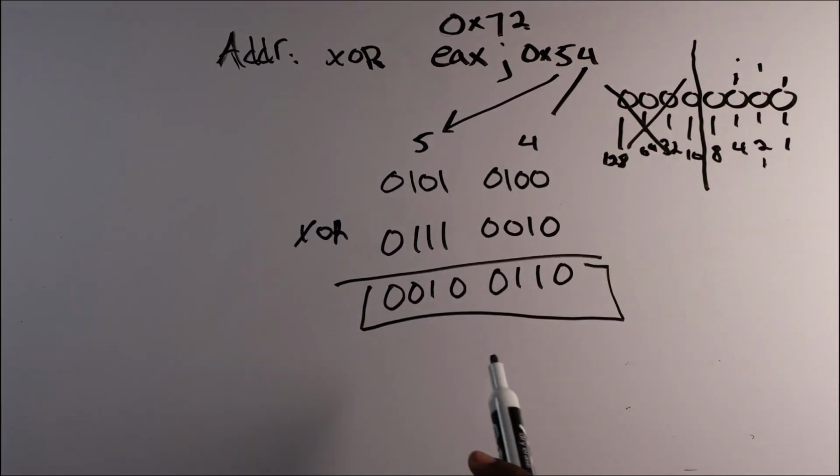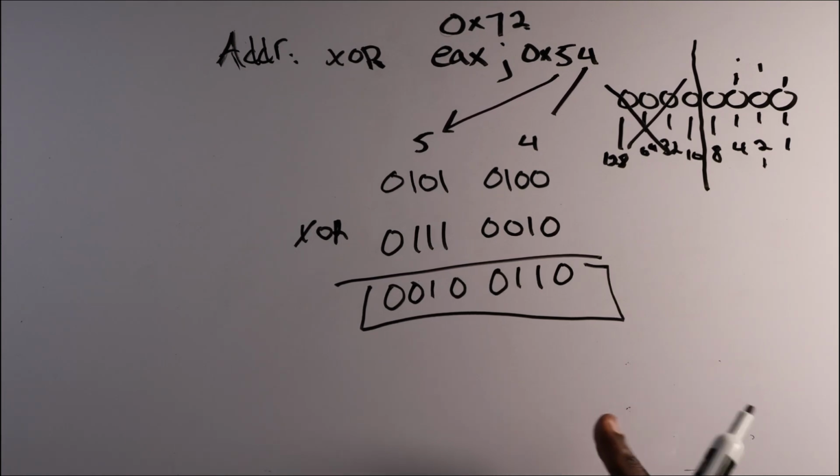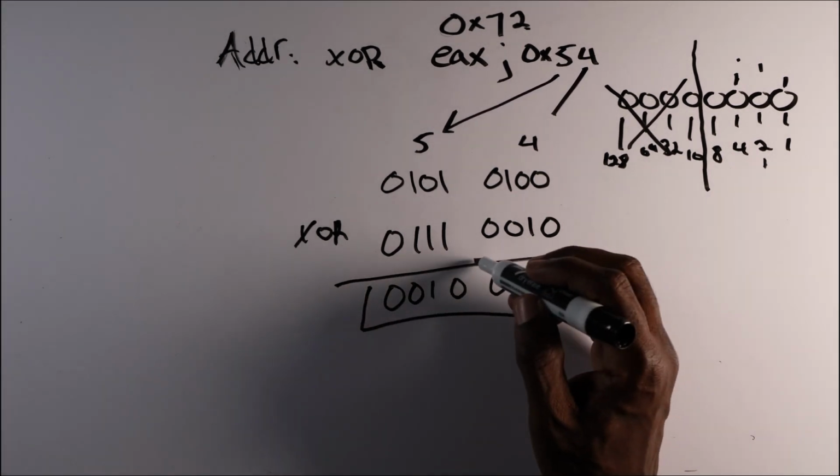Now, binary doesn't really do much for us, so it's probably better to convert this to either hex or decimal format. We can do either. So to convert it to hex, all we have to do is split it up again.